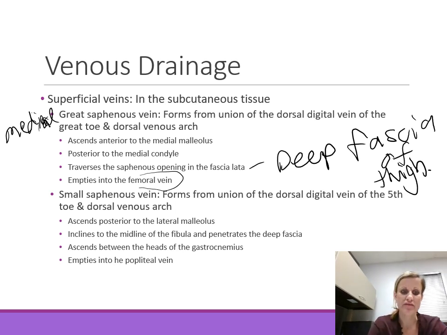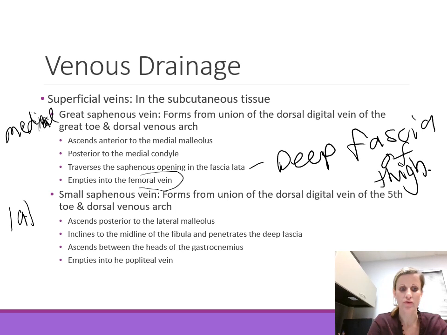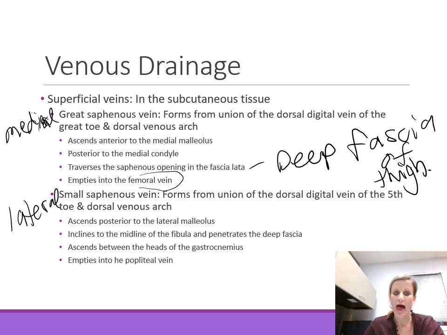The small saphenous vein is located on the lateral side of the leg, and it forms from the union of the dorsal digital vein of the fifth toe, which is the pinky toe on the lateral side of the foot, and the dorsal venous arch of the foot. So these come together and form the small saphenous vein at the ankle region. The small saphenous vein goes up behind the lateral malleolus, which is part of the fibula.